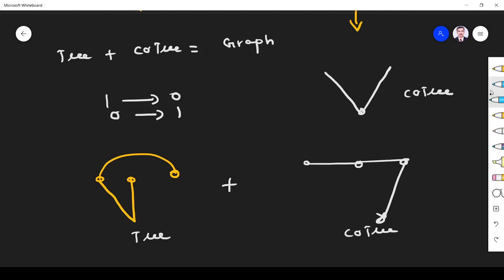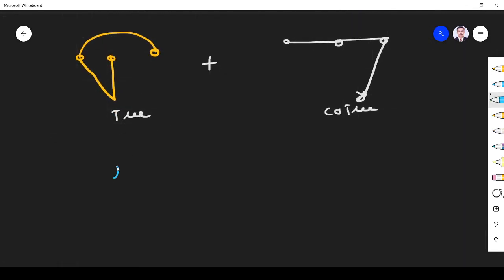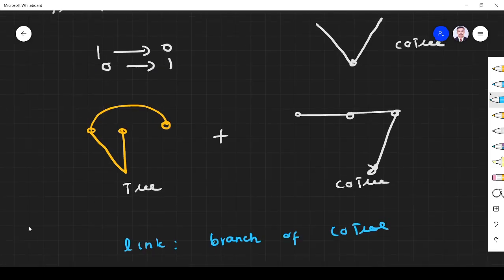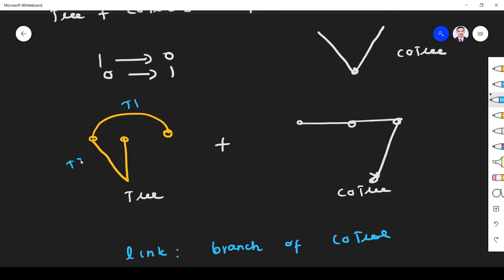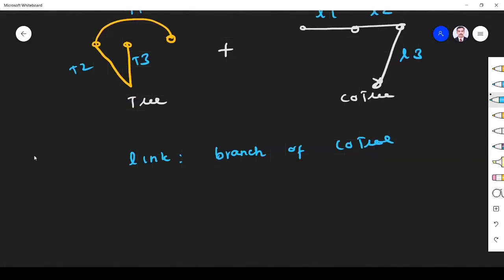Next thing we have to know from this co-tree concept is, what is a link? Link is nothing but the branches of the co-tree. Twig is a branch of the tree. Link is a branch of the co-tree. So this is twig 1, twig 2, twig 3. This is link 1, link 2, link 3. Yes or no? So already we know the number of twigs is n minus 1. So what is the number of links? Number of links means, what is the total number of branches in this graph? This is 1, 2, 3, 4, 5, 6.